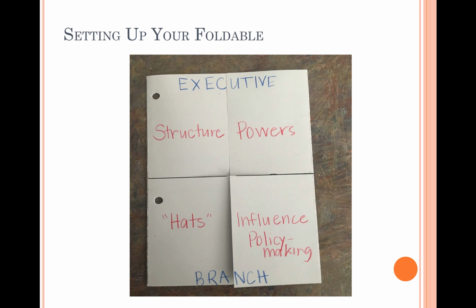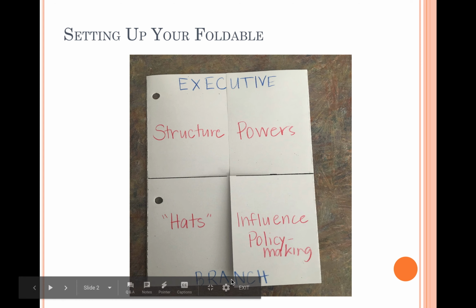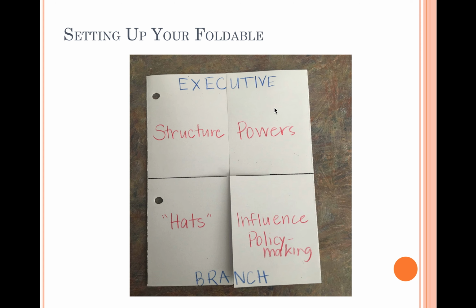So here's what the outside of your foldable is going to look like. You're going to have executive branch as the title of the foldable, and then you're going to title each one of the sections. So you have structure, powers, hats, and influence policymaking. You do not have to complete yours in colored pencil. I just did it on mine that way so it would stand out for you a little bit more. So again, to set this up, you are going to want to pause the video so you can have it ready before you move on.